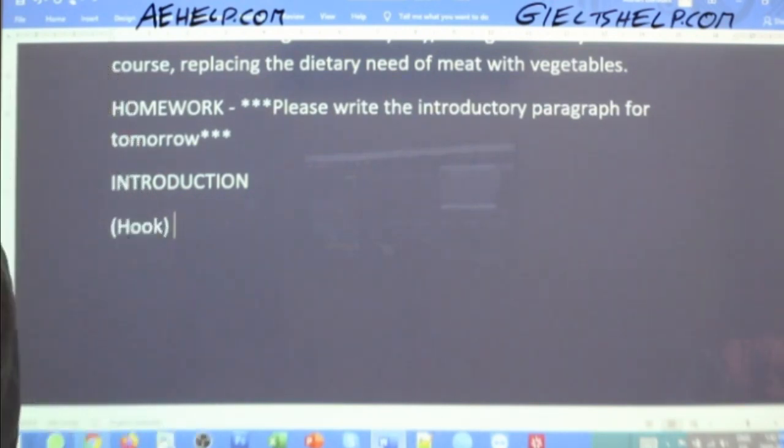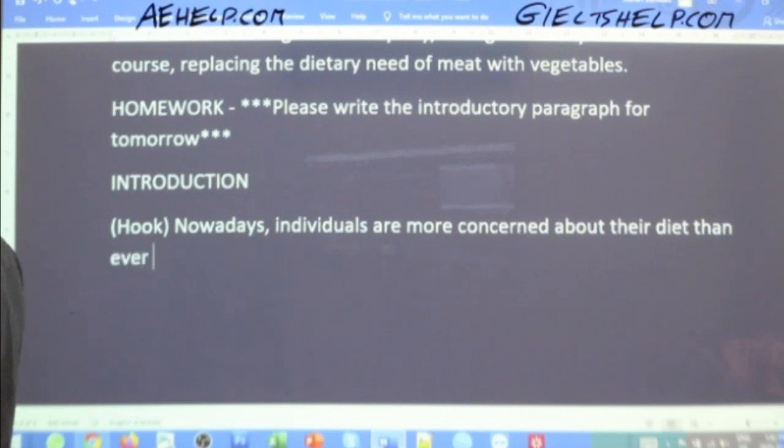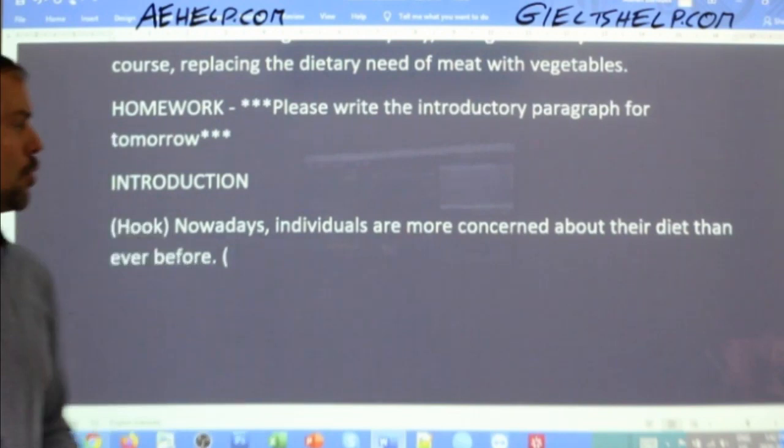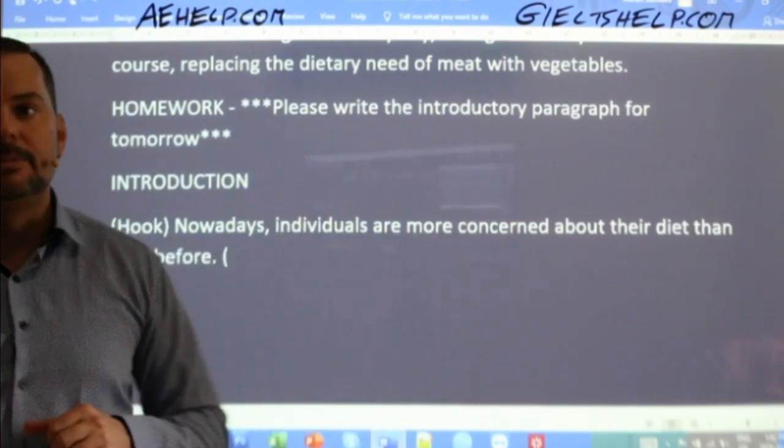Okay, so the hook, let's take Ferdav's. Nowadays, individuals... instead of worry, I think a more academic word is concerned. Okay, so nowadays, individuals are more concerned about their diet than ever before. Okay, so that's a nice hook. Instead of worry, I think concern is a more academic term, if you're wondering, okay?